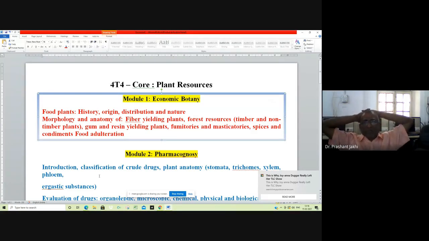Then fumitories and masticatories. I think it is best known to you. Masticatory म्हणजे चघळण्याचे पदार्थ. फॉर एक्झाम्पल तंबाखू, पान, सुपारी वगैरे वगैरे हे सगळे चघळले जातात. These are masticatories. And fumitories, फ्युमिटरी म्हणजे फ्युमिगेशन करणे. ग्रामीण भागामध्ये तुम्ही बघितलं असेल संध्याकाळी गोऱ्या पेटवल्या जातात आणि वेगवेगळ्या लाकूड घालून धुमी बनवली जाते.